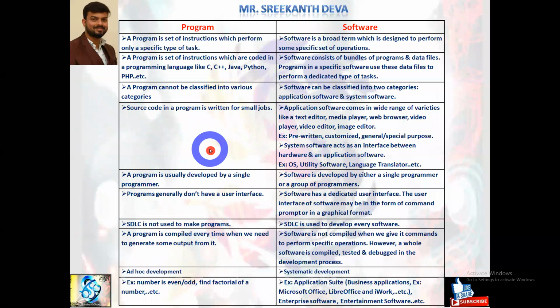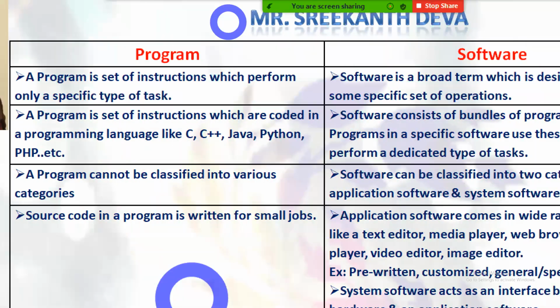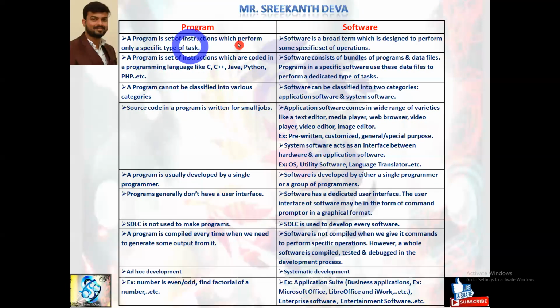I can also provide some differences in tabular format. Observe here, coming to the program: a program is a set of instructions which performs only a specific type of task, only one particular task. A particular solution to the given problem is provided in a program. Examples: addition of two numbers, factorial of a given number, Armstrong numbers, palindrome numbers, Fibonacci series, square of a given value, cube root of a given value. For a particular problem, we provide a solution in a program.